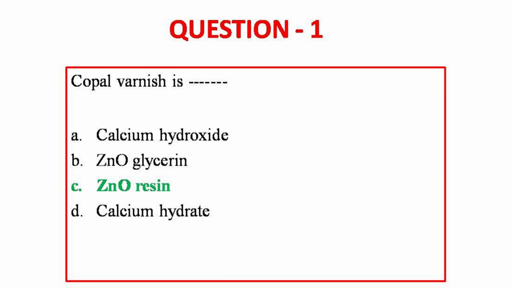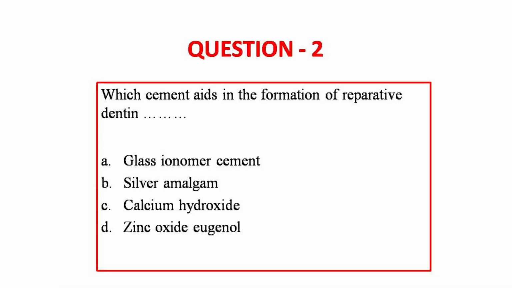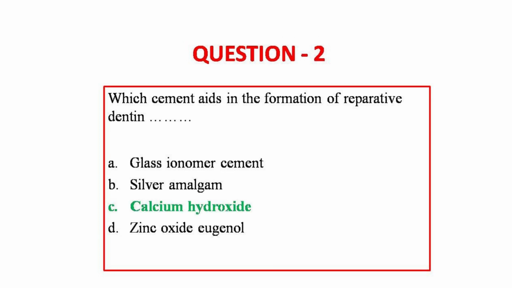Which cements aid in the formation of a reparative dentin? They've given us 4 options: GIC, silver amalgam, calcium hydroxide and zinc oxide eugenol. The answer is calcium hydroxide. So the calcium hydroxide, as we all know, is the well-recognized material which is beneficial pulp capping agent, and it was introduced by Herman in the year 1930. Moving on to question number 3.